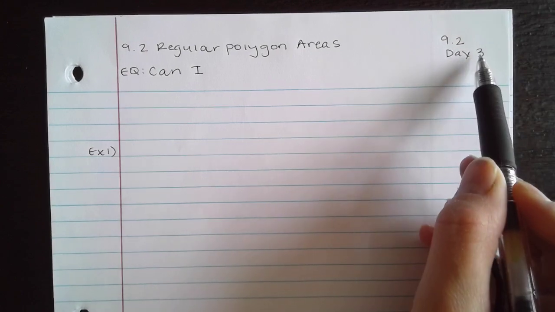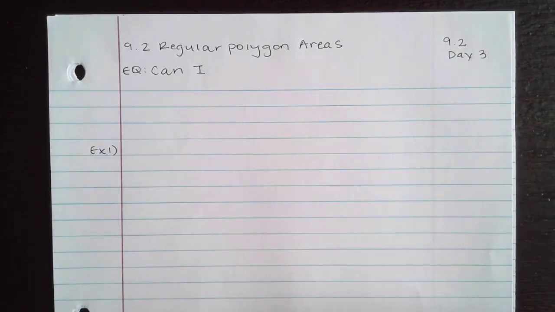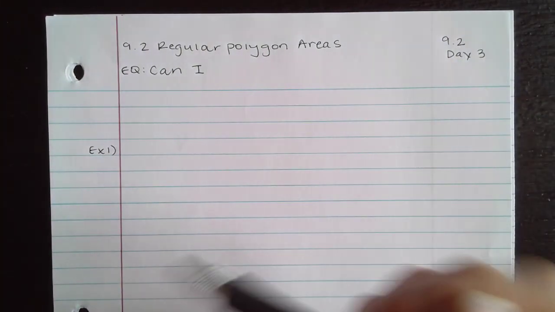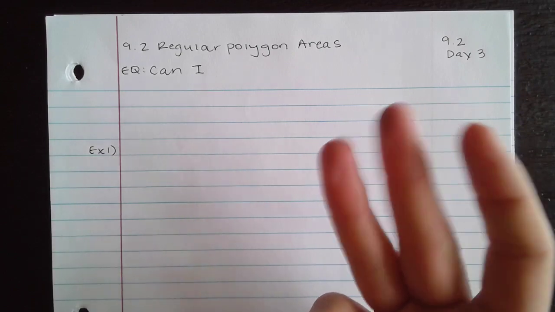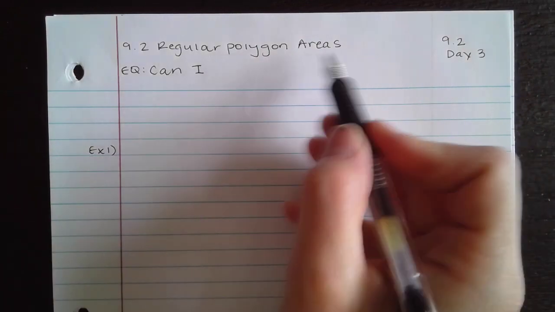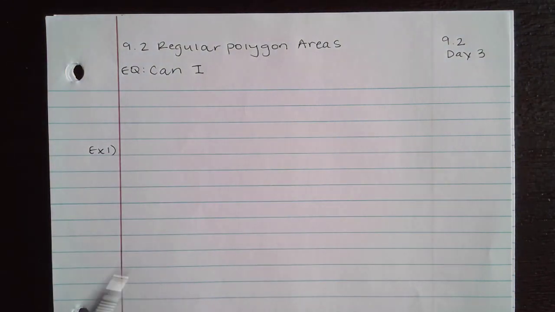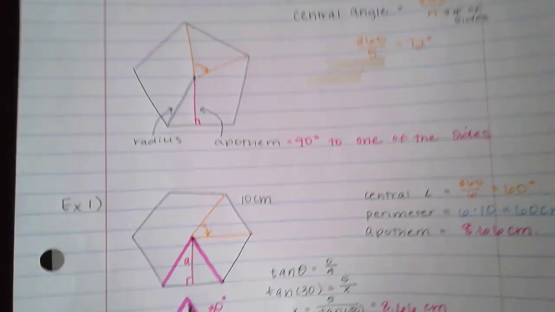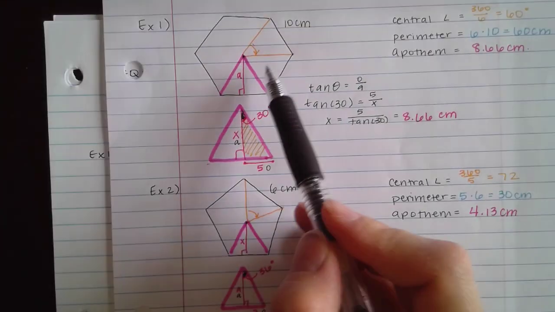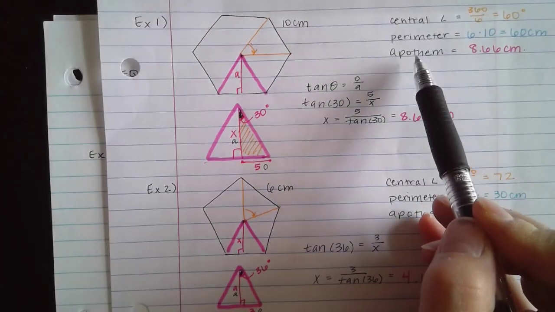We are finally on day 3 and this is our very last day of 9.2. 9.2 covered circles and it's going to cover these; we had 2 days for regular polygons. We spent our time yesterday looking at regular polygon apothems. So this is a little bit of what our notes looked like. We were able to find the central angle, the perimeter, and the apothem.